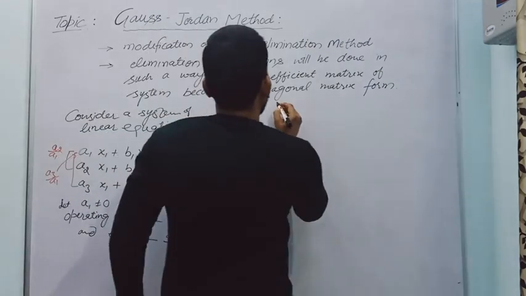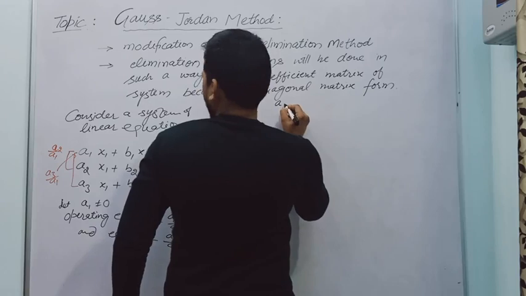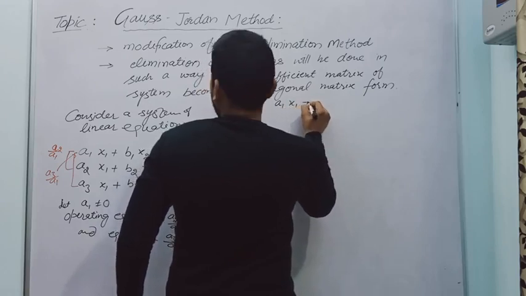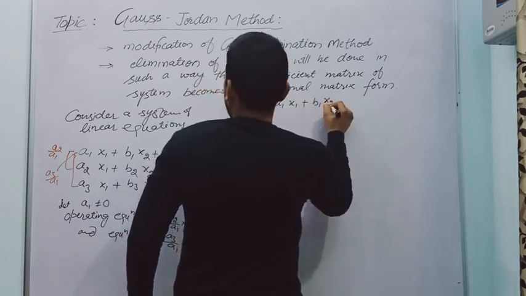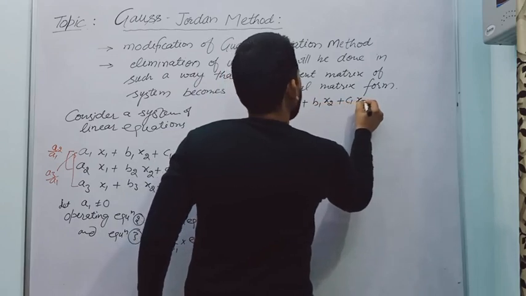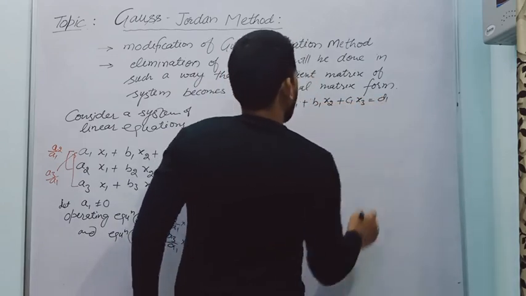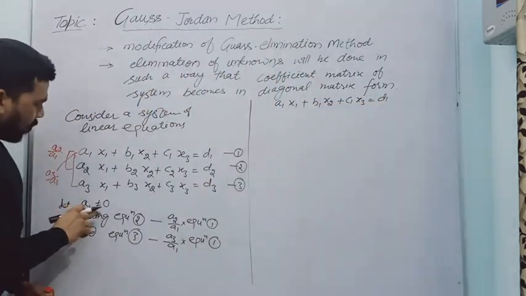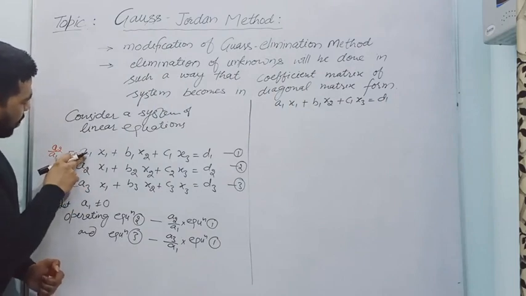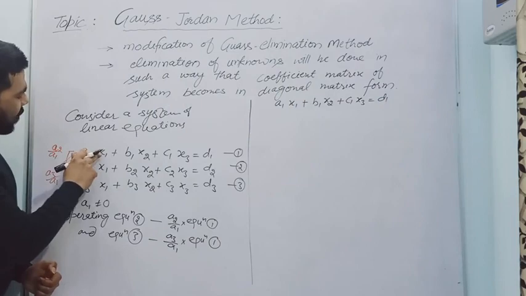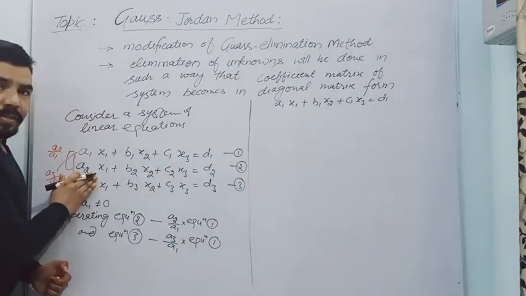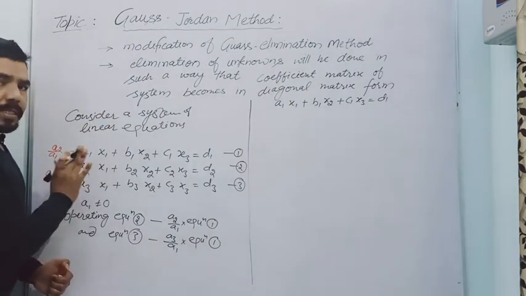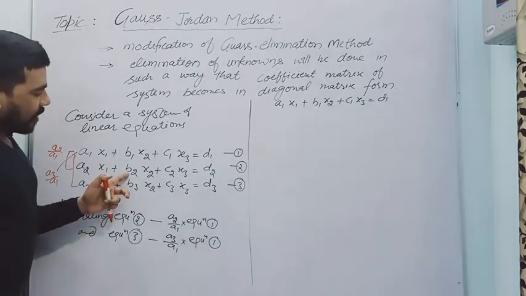So the first equation will be as it is over here. I was saying that it will be a1 x1 plus b1 x2 plus c1 x3 is equal to, suppose, d1. When I multiply this term by a2 by a1, it will be cancelled out: a2 x1 minus a2 x1 will be subtracted. That means the x1 term will be eliminated.